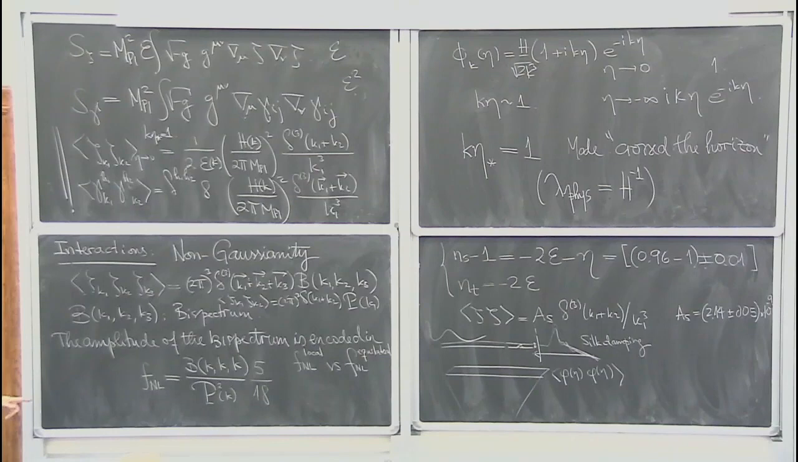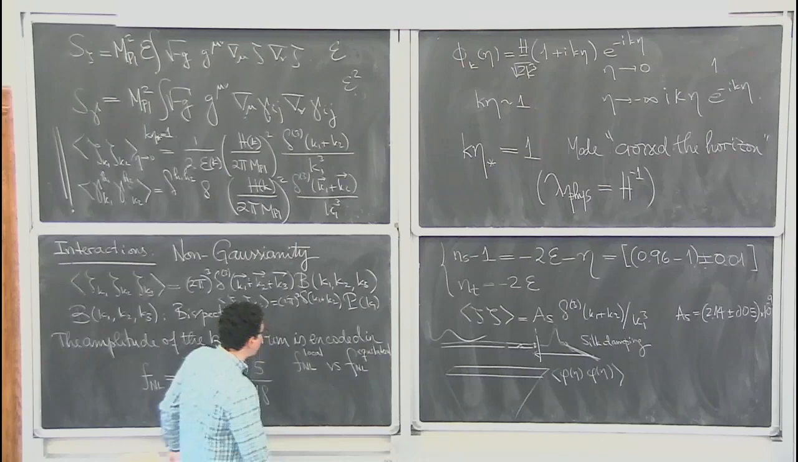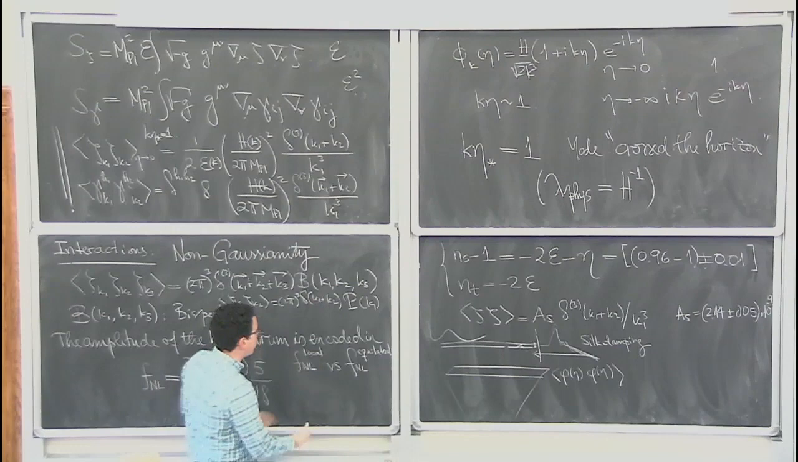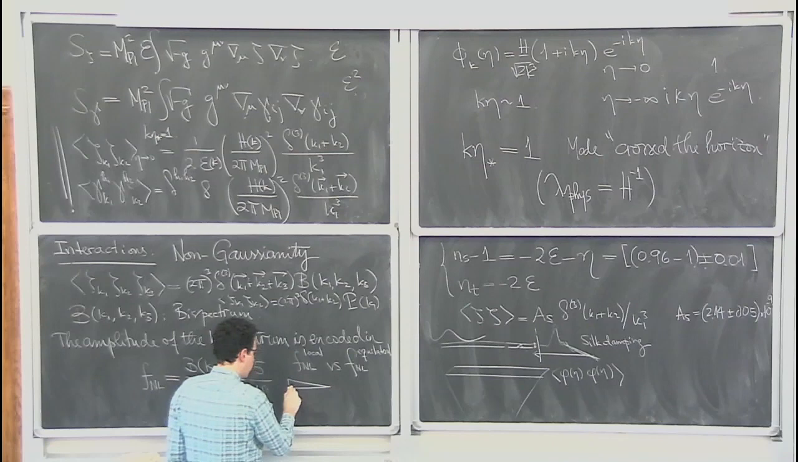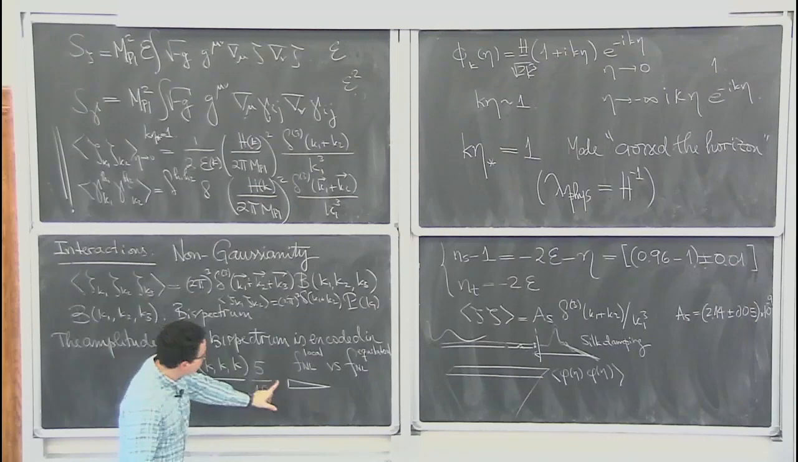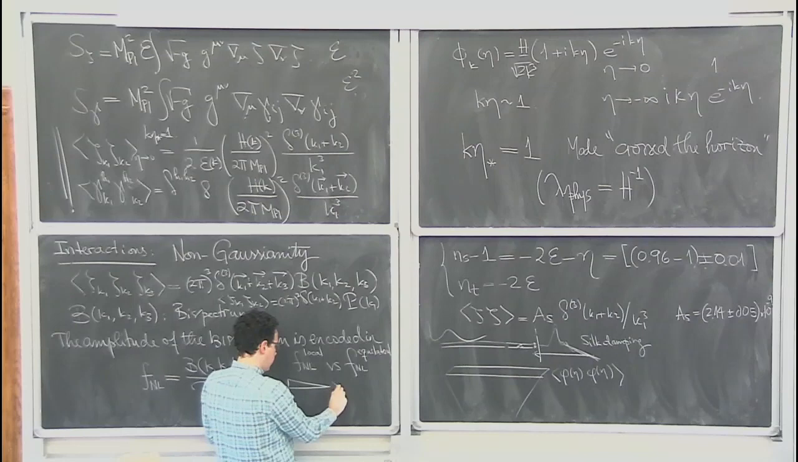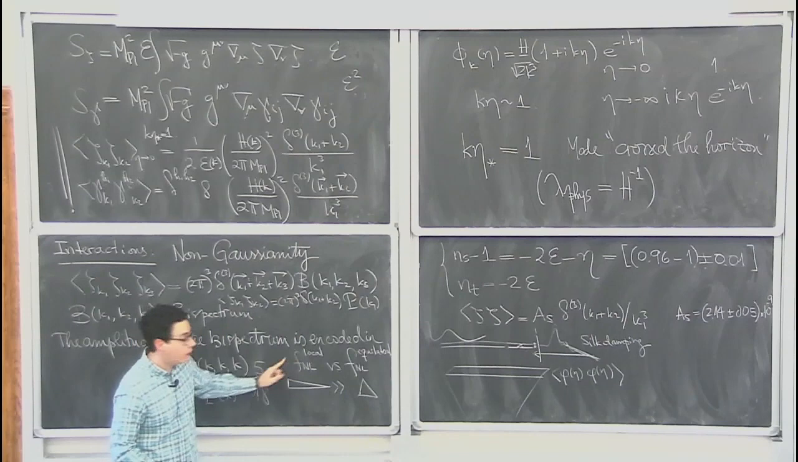And so FNL local is just related to a bispectrum, some function of the three momenta that peaks when the triangle gets squashed like this. Okay, so if the size of the bispectrum is bigger for a triangle that's squashed like this versus a triangle that is in an equilateral shape, then this is called FNL local.